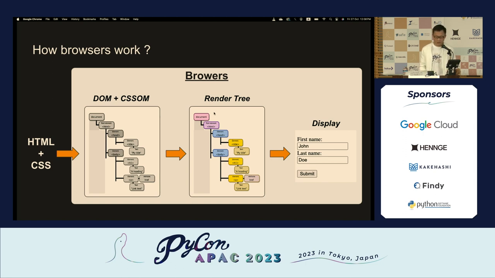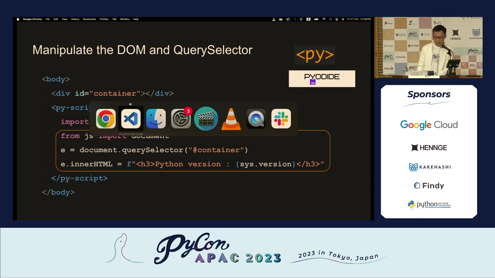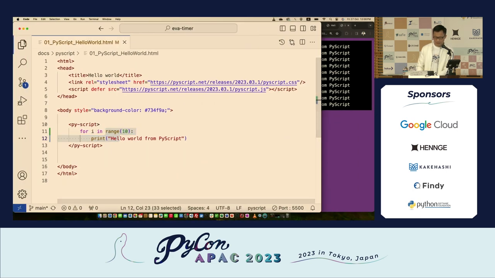So as a programmer, you can write a program to manipulate this DOM tree, then you can control what's being displayed to the user. And that's what many JavaScript libraries also do. So today we'll use PyScript to manipulate this DOM tree. How do we do it? Let's do it together here.